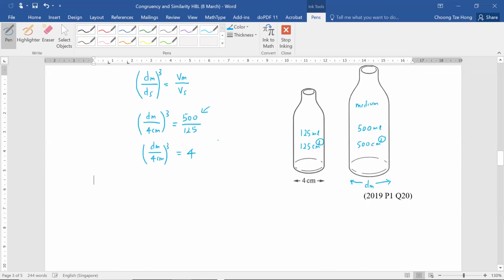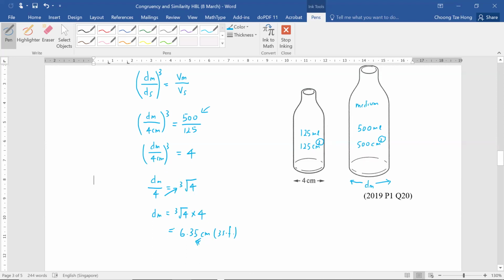Now we want to solve for dm, which means that we will need to cube root on both sides. So you will get this. Then all you need to do is multiply the 4 up and you'll be able to find the value of the diameter of the medium bottle. So dm will be cube root of 4 times 4. This will give you 6.35 cm to 3 significant figures. Right, so not too difficult.